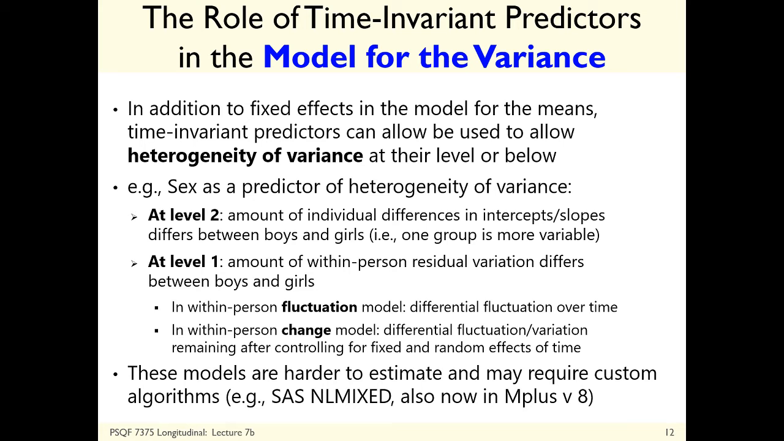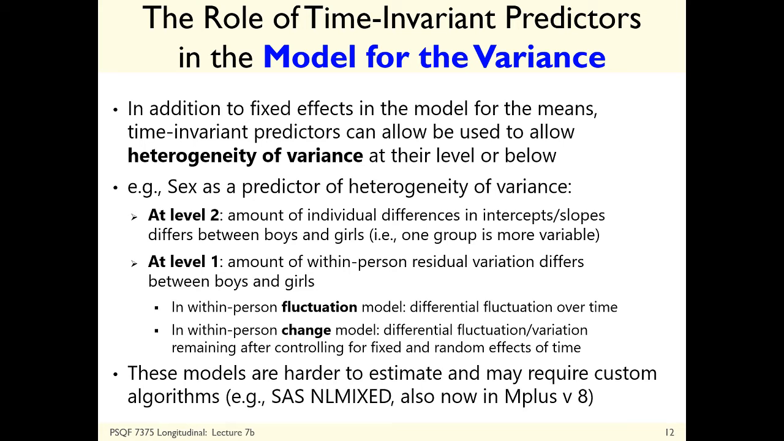But then I could also put it in to the level 2 model for the variance such that I allow different G matrices, different sets of random effect variances and covariances by gender. That's another thing that gender can do. It can say that some types of people are more variable relative to each other than other types. Maybe the girls are more homogeneous, in addition to just being shorter.